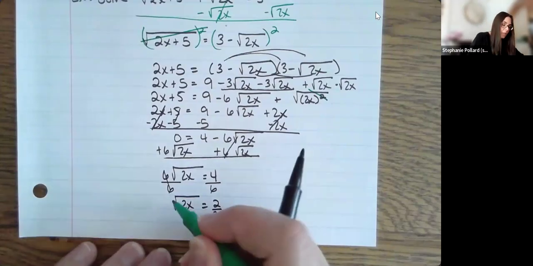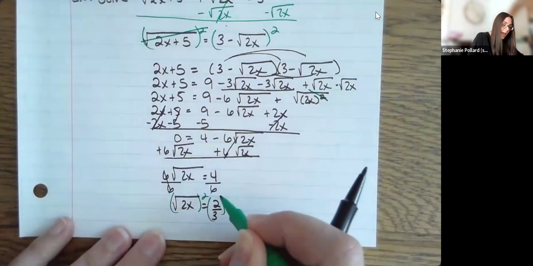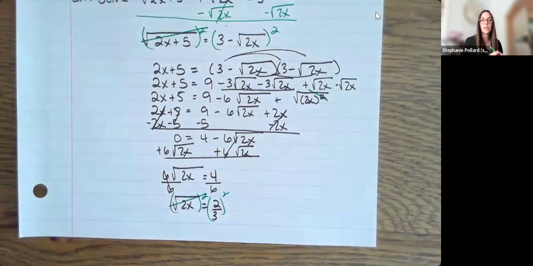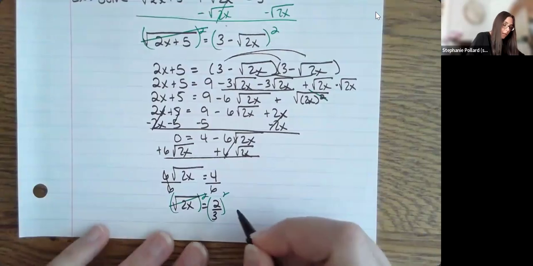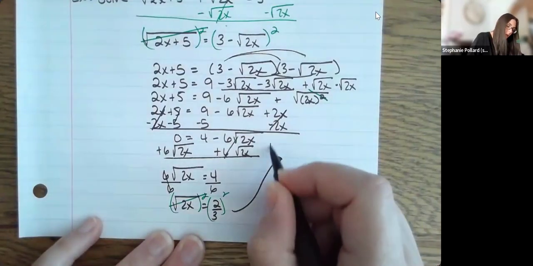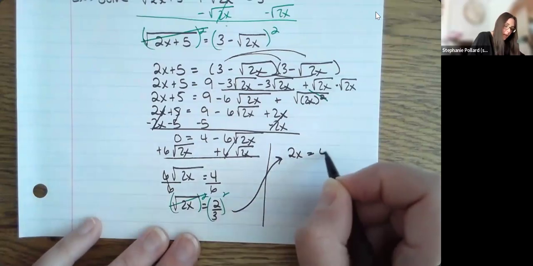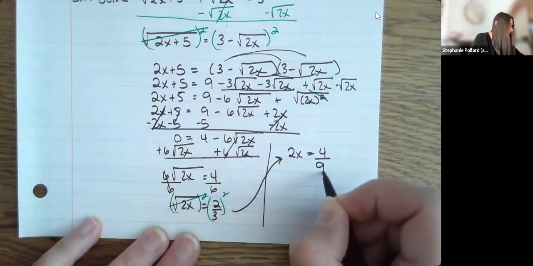Now I'm going to go ahead and square both sides again. Now, because it's only the radical over here, there's nothing else. It's just the radical. It is going to cancel. So I have 2x. And over here, 2 squared is 4, and 3 squared is 9.